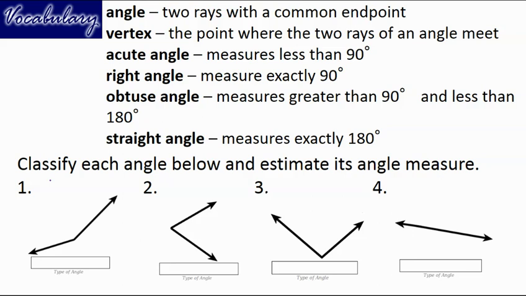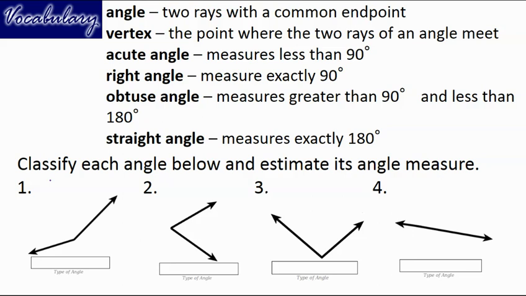A right angle is an angle that measures exactly 90 degrees. Right angles, if you look around wherever you're sitting, they're all over the place. Doors have right angles. Windows have right angles. Then I skipped acute angle.